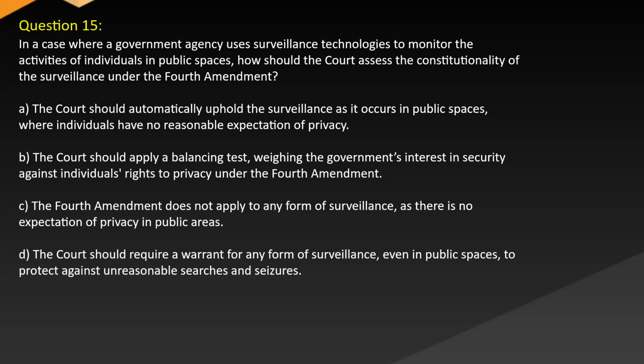A. The court should automatically uphold the surveillance as it occurs in public spaces where individuals have no reasonable expectation of privacy. B. The court should apply a balancing test weighing the government's interest in security against individuals' rights to privacy under the Fourth Amendment. C. The Fourth Amendment does not apply to any form of surveillance, as there is no expectation of privacy in public areas. D. The court should require a warrant for any form of surveillance, even in public spaces, to protect against unreasonable searches and seizures.